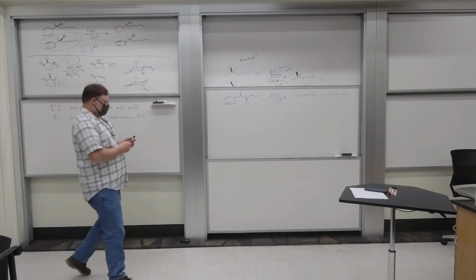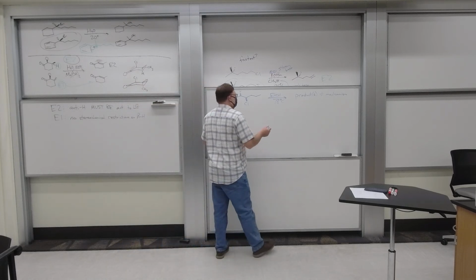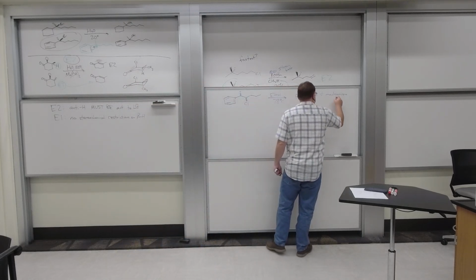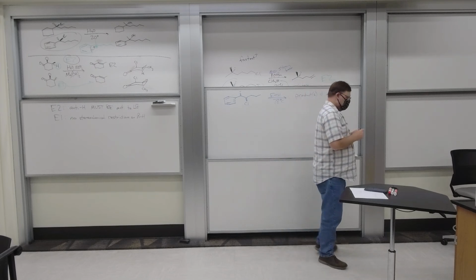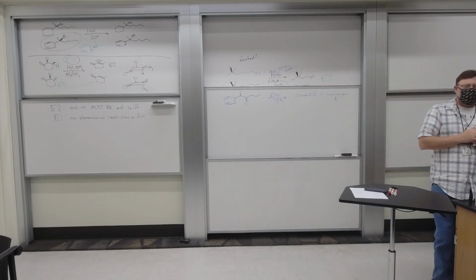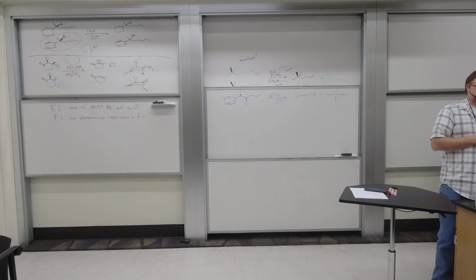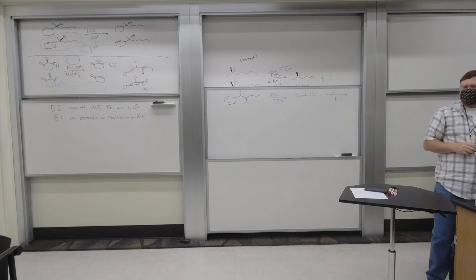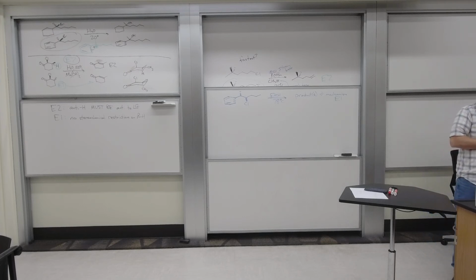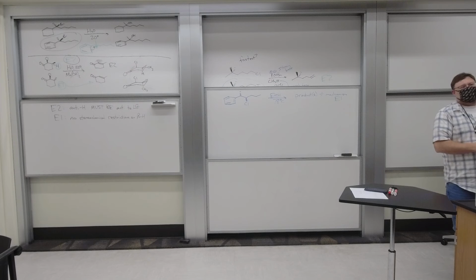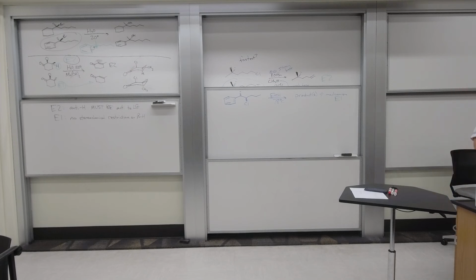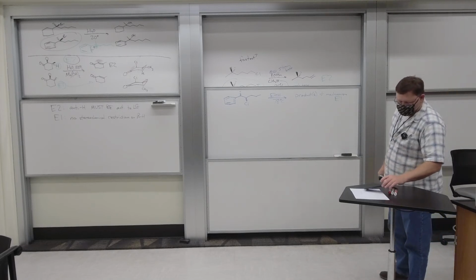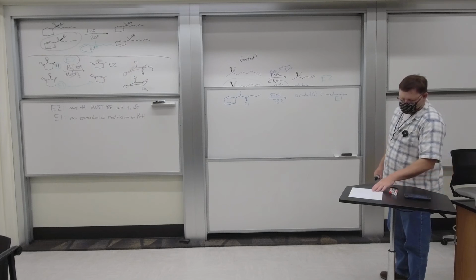So we've already established that this one over here is an E1. Draw the mechanism for that and draw the major product. And if you've drawn what you think is the major product, draw all the products. And then we'll do number 3 on the worksheet.